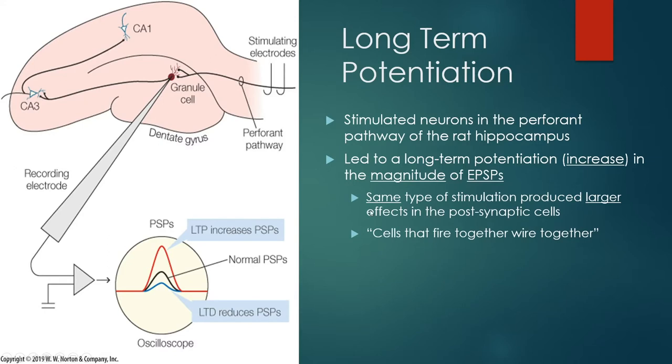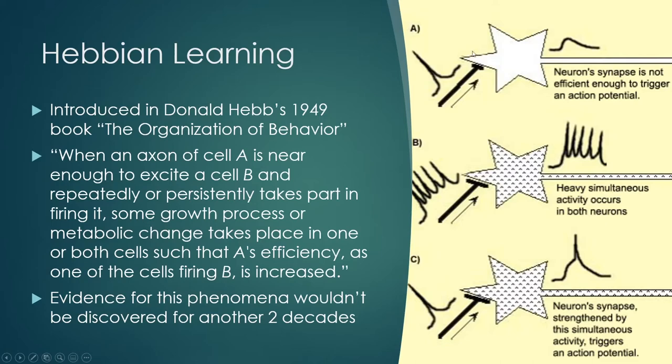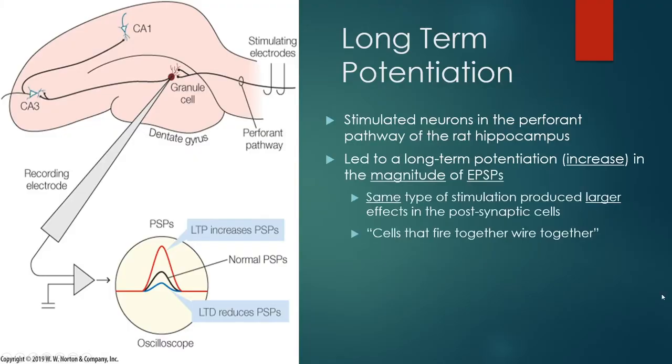And so this was this idea that, just like we saw on this last slide, so I'll go back for a second. On this slide, they stimulated it like this with a really weak stimulation. They recorded what this postsynaptic cell was doing, and it wasn't doing much. And then they stimulated the heck out of it here, just tons and tons of firing. And then later they were able to deliver a really weak signal to this cell and still get it to fire. And that's what this idea is, that the magnitude of the EPSPs increased after this hardcore stimulation, so that later, the same type of weak stimulation produced larger effects in the postsynaptic cells.